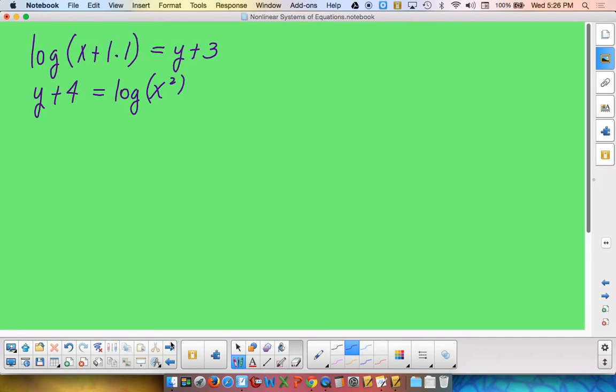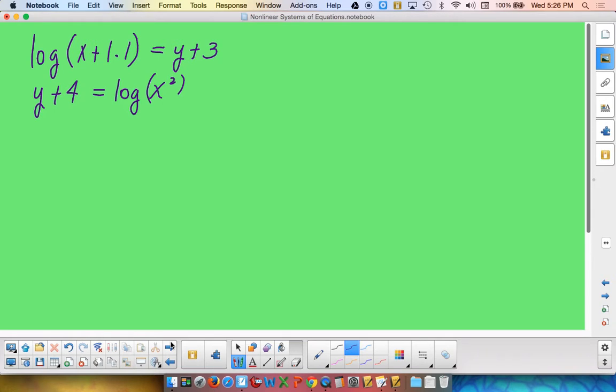All right, now let's make this really fun. You don't have to have just problems that have different exponents. We can do this with all kinds of problems. Exponential functions, logarithmic functions, doesn't matter. But in this case, this one is a mess. I have log of x plus 1.1 quantity equals y plus 3. I've got y plus 4 equals log of x squared. Well, that's going to be pretty impossible to deal with.